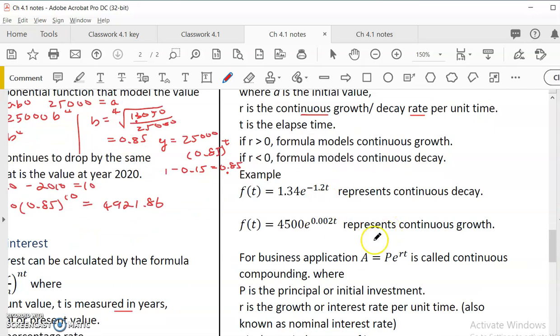For example, I have 1.34 e to the negative 1.2t. This means decay, because this is k. I look at the base, which is e. If the base is e, I would look at the k in front of the t. This number is the continuous growth or decay rate. In the second one, the first number is the initial value, and it's e to the kt. I would look at the k or the r here. So this is k or r, which is the continuous rate. So if the continuous rate is positive, this is growth. Okay.